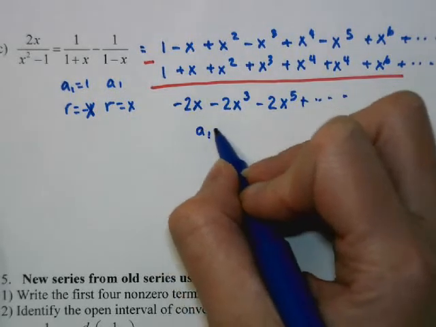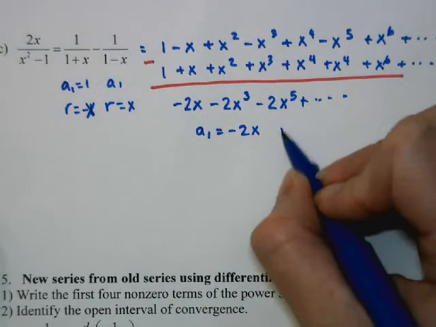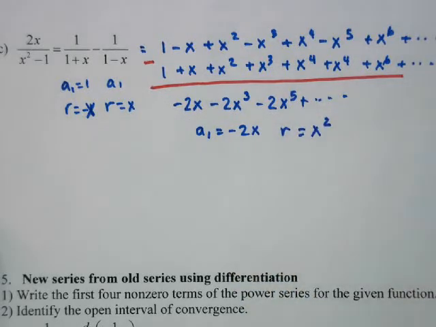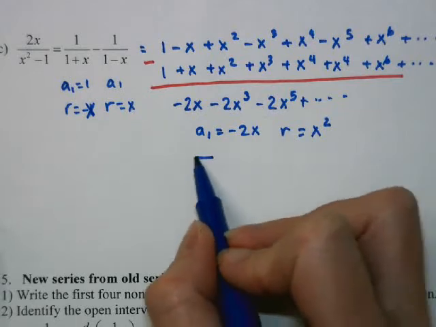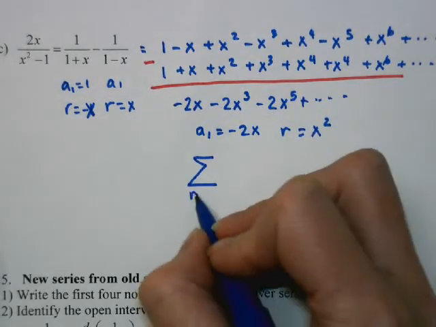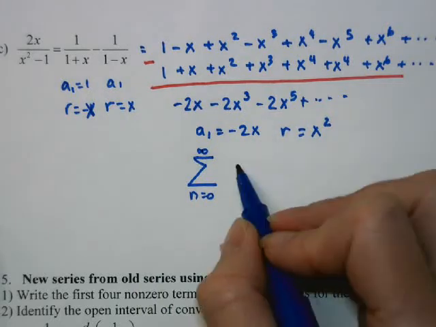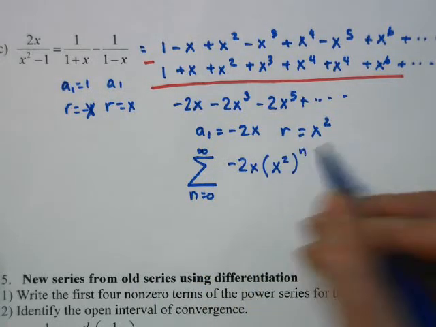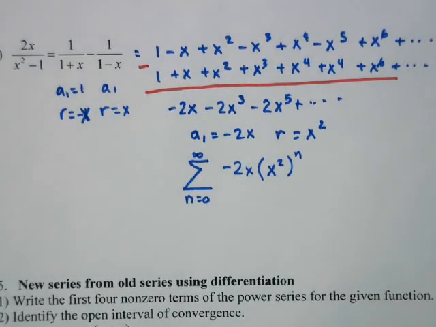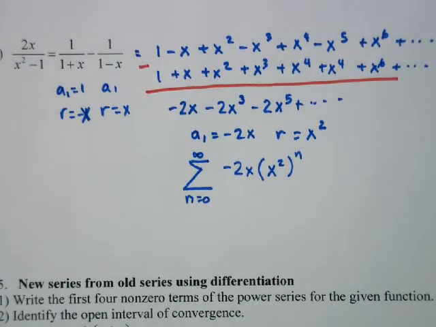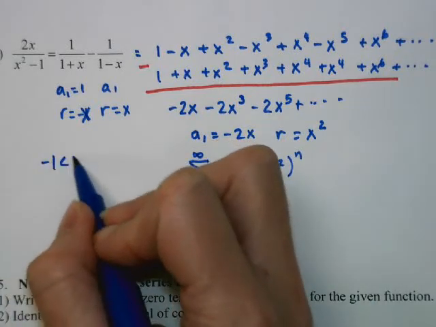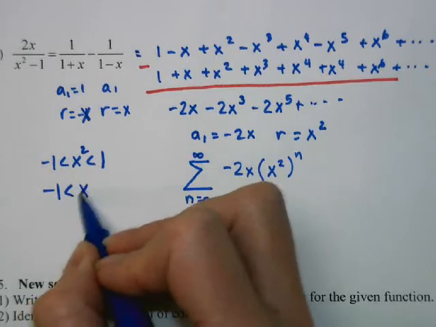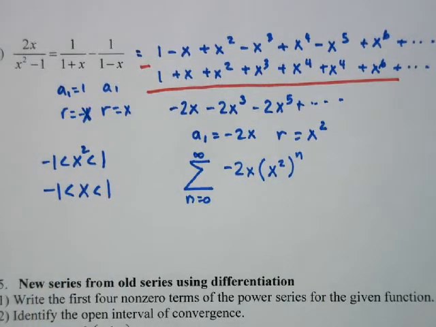So this one's a1 is -2x. The common ratio, or what we multiply by to get from term to term, is x squared. So when I put this in sigma notation, I'm just going to do my a1, -2x, times the common ratio, x squared, to the n. Again, there are other ways to simplify this, but I'm going to leave it like that. My interval of convergence is just -1 < x squared < 1, which is just between -1 and 1.